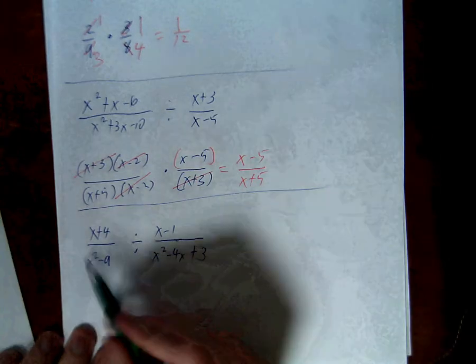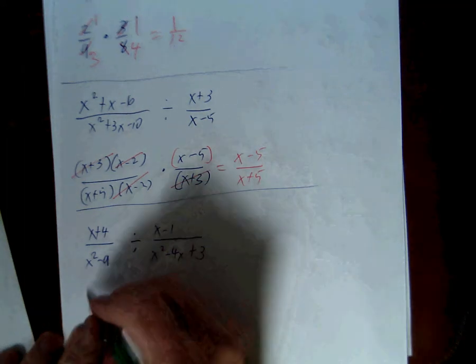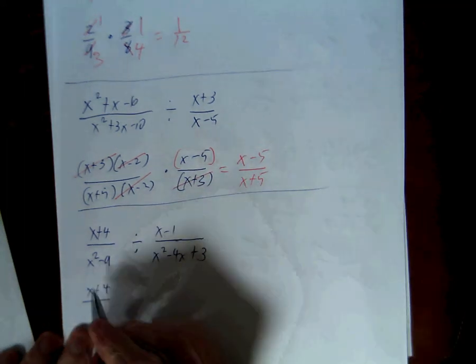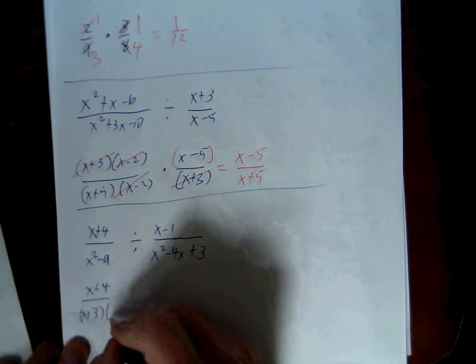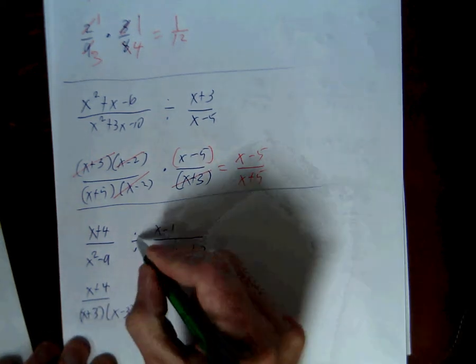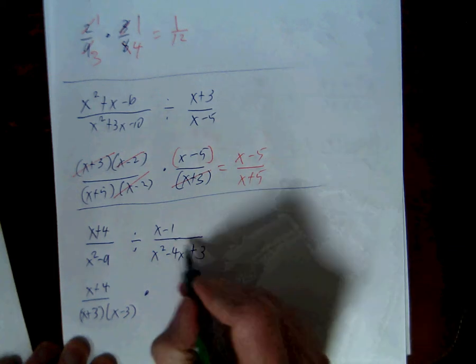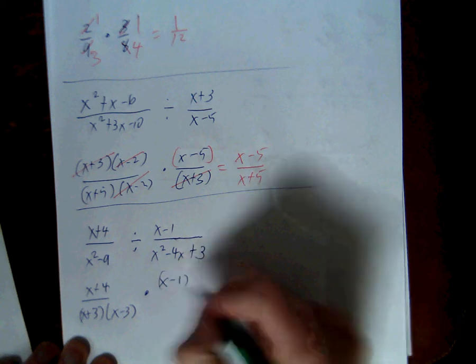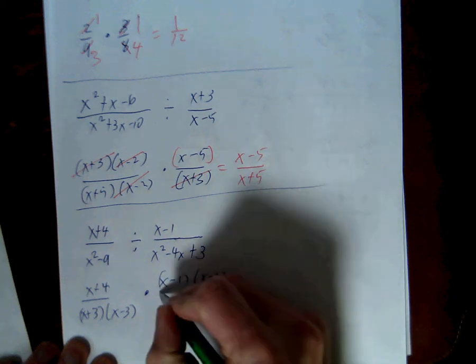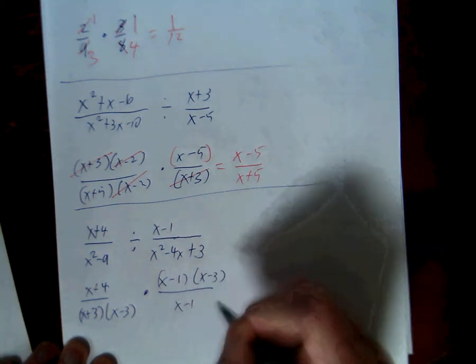So what do I do? Well, there's nothing I can do with the x plus 4, but the x squared minus 9 is going to give me x plus 3, x minus 3. I'm dividing, so I'll change that to multiply. When this goes on top, when I factor that, that's going to give me an x minus 1 times an x minus 3, and then end up with an x minus 1.